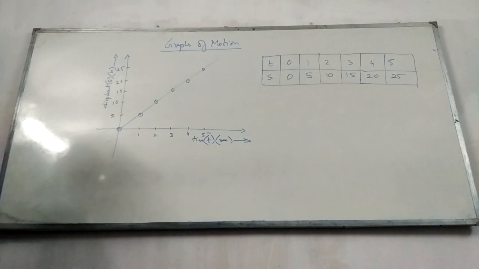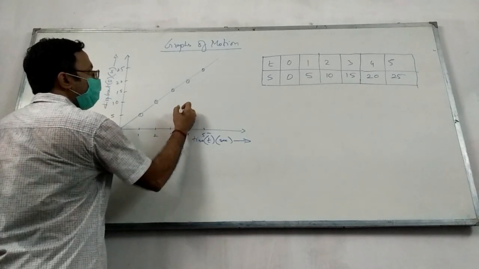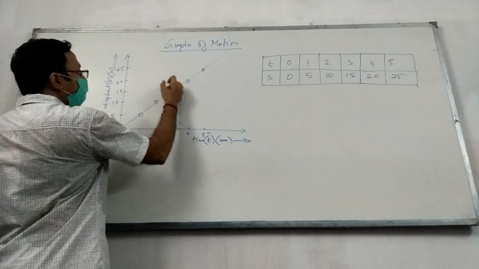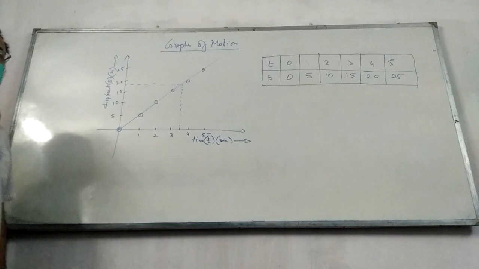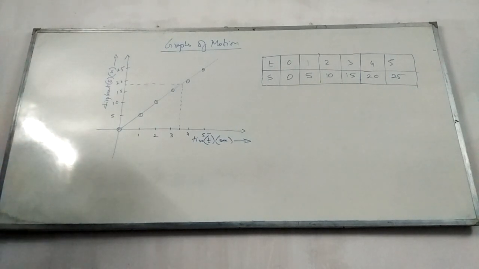The question arises, what else can we make out from this displacement-time graph? If they ask you the displacement at any instant of time, you can find it out. See, if I say, what is the displacement at 3.5 seconds? So what do you do? You go straight up from 3.5, then you go over here. It will be between 15 and 20, so 17.5.